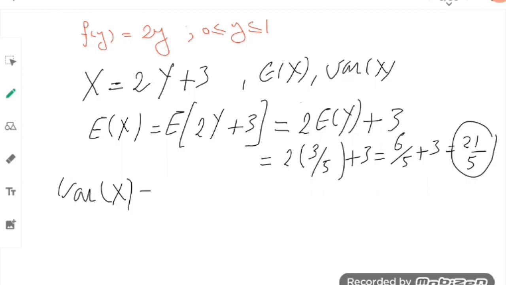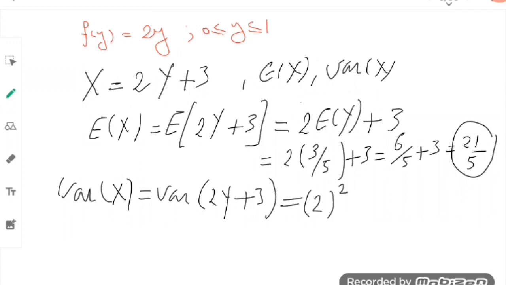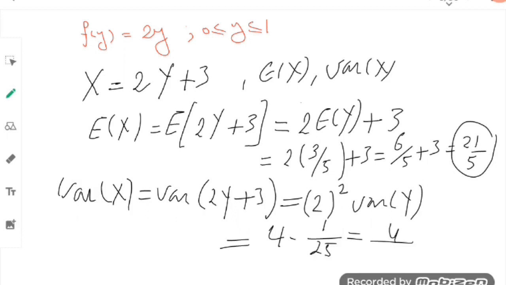This will be the variance of 2y plus 3. We know that the variance of 3 equals 0. So we need to find the variance of 2y. The variance of ay is a to the power 2 times the variance of y. So this will be 2 to the power 2 times the variance of y. So this will be 4 times the variance of y, which is 1 divided by 25. So the variance of x will be 4 divided by 25.